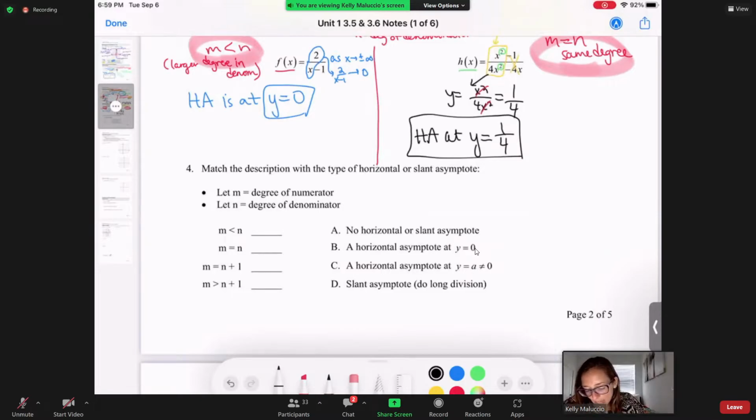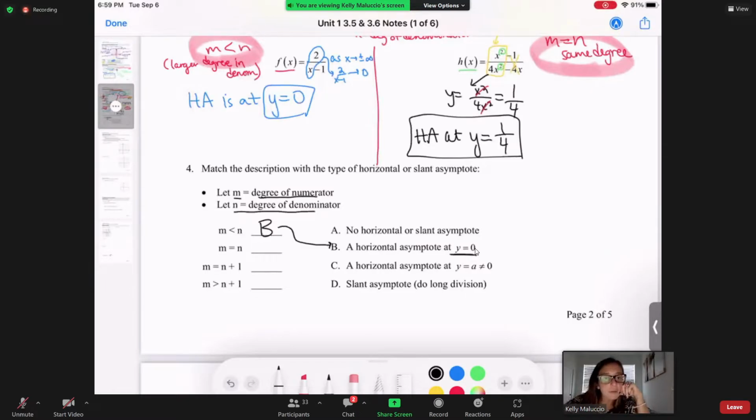So m is less than n. m is the degree of the numerator, n is the degree of the denominator. That's how we've been defining it the whole time. When m is less than n, we can see from just above that it should be y equals 0. So that should be b. And if you want to match it to here, feel free.